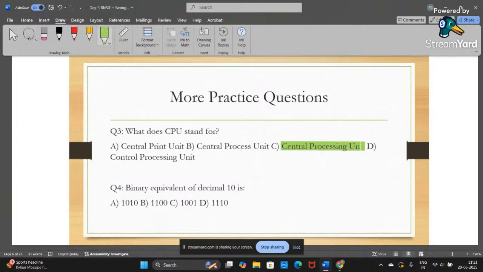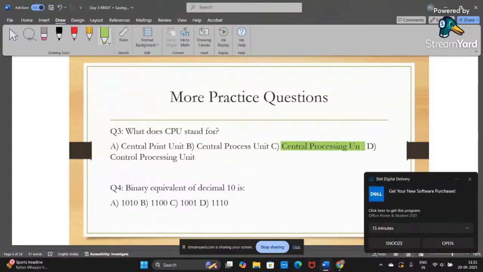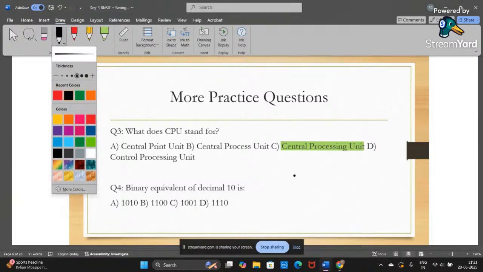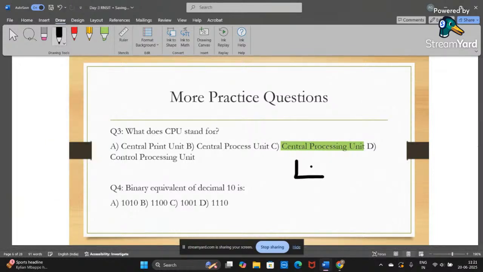Binary equivalent of decimal type. You have to convert this decimal into binary. So, what is the answer for this? It is solved. When you need to convert decimal to binary, you have to divide the given number by 2.